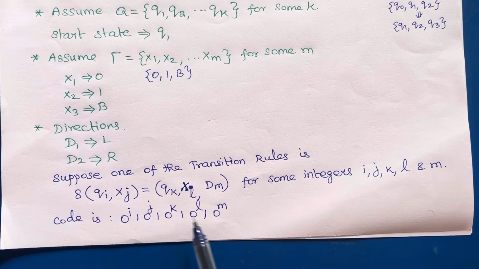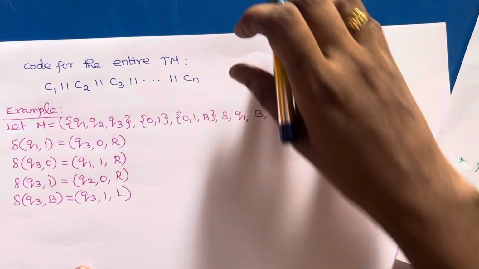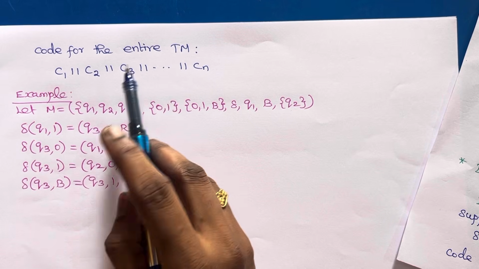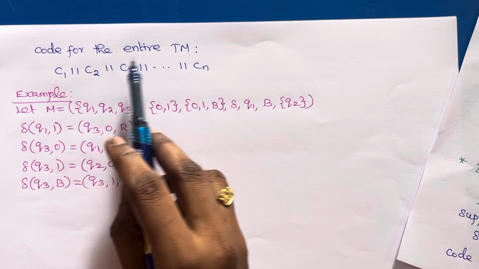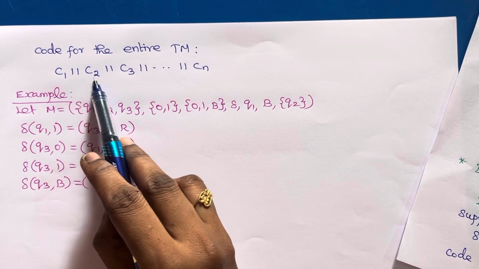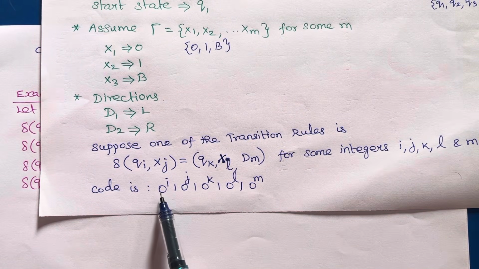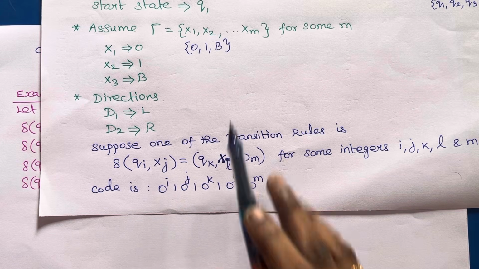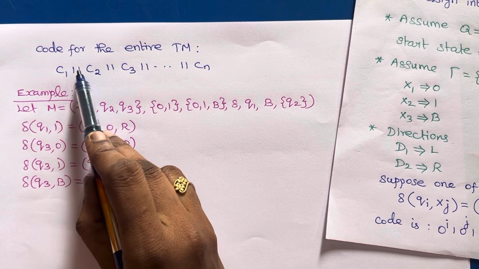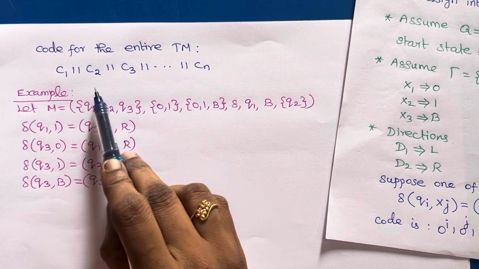So this must be followed for each and every transition rule. Then for the entire Turing machine, the Turing machine may contain any number of transitions, right? So if we want to write the code for the entire Turing machine, then C1, two ones, C2, two ones, C3, likewise we have to write. C1 means the code for one transition rule, the first transition rule, then double one, the code for the second transition rule, double one, C3 etc. So we have to write like this.